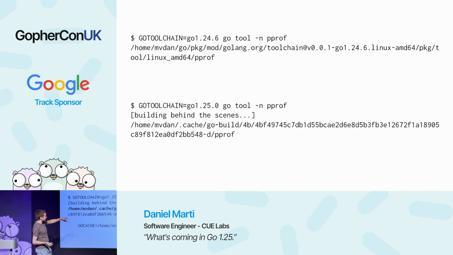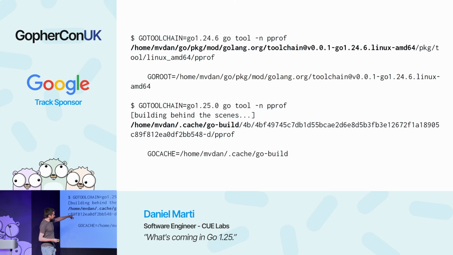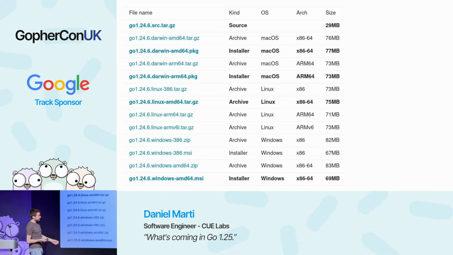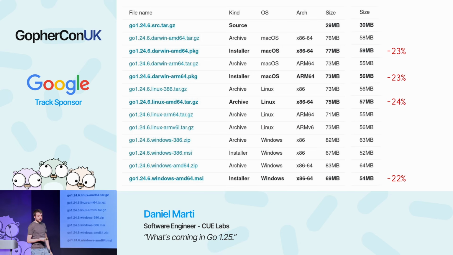But in Go 1.25, what's happening is that it's building it behind the scenes, and it's just shoving the binary in my Go cache, meaning the Go build cache. So same result. I don't even see any difference in practice. But the nice thing about this is that the release archives, which usually weighed between like 60 and 80 megabytes, depending on the platform, they've now gone down by about 20 to 25% in size. And we all know that Go is a great language for many reasons, but binary size is not one of them. So if you can shave off 10 binary files out of the release, that is quite a significant win.